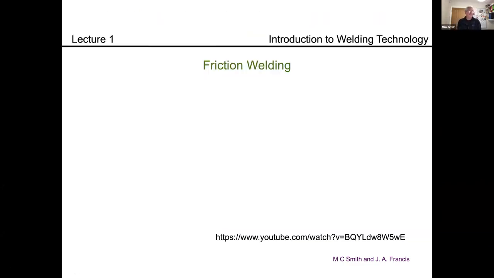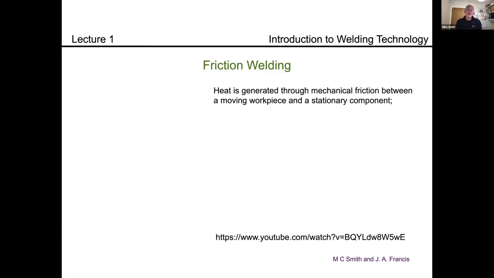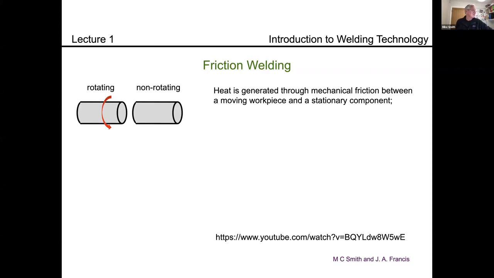Okay. Finally, today, I want to talk about friction welding. Now here, you don't use an electric arc, you don't use an electron beam, you don't use a laser. You basically use mechanical friction. You rub things together until they get hot. So you generally have a moving workpiece and a stationary component. So one example is rotary friction welding, where you can actually weld pipes together using this, because one's rotating, one's non-rotating. You force them together.